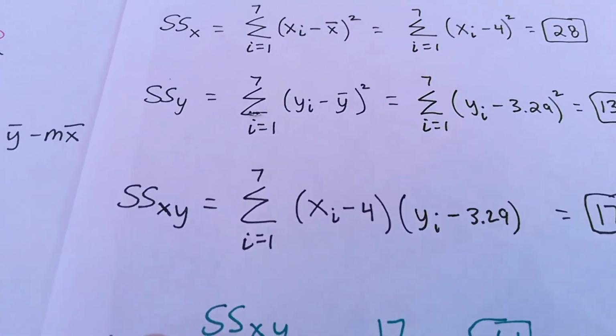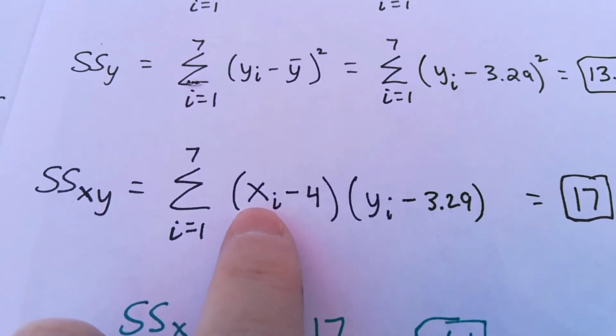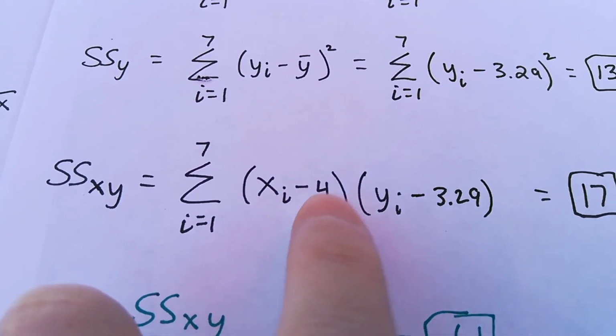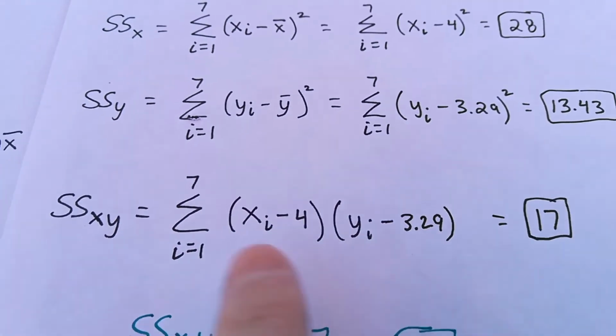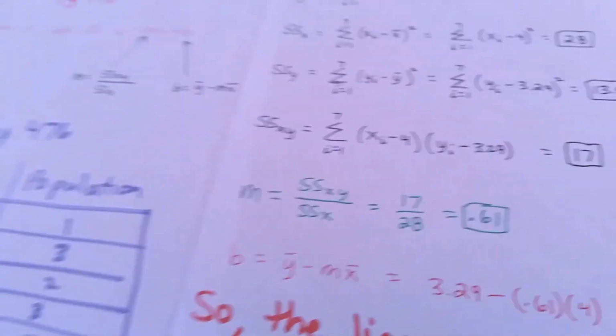You do the same thing down here for your SSXY, right? The definition there was to find the difference between the x value that you had there and its average, and the y value and its average. Multiply those together, all 7 data points, and you're going to get 17. So, are you sticking with me? I know this is a lot of stuff. You can always go back. You can rewind this and look at it again, but you've got to make sure you have these things memorized. Okay, you're doing great.